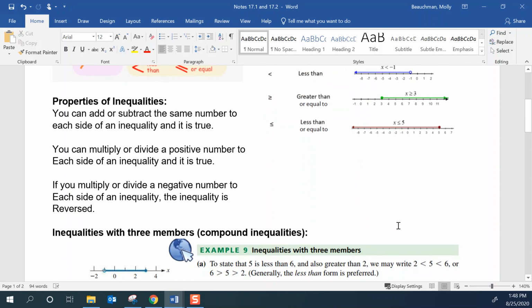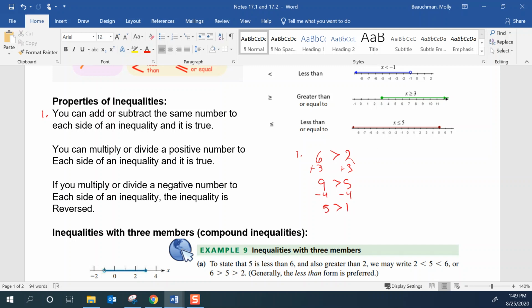Now some properties of inequalities. I'm going to start out with an inequality that's true: 6 is greater than 2. Property 1 says that you can add or subtract the same number to each side of an inequality and it's still true. If I add 3, I get 9 is greater than 5, that's still a true statement. You can subtract the same number from both sides. If I subtract 4 from each side of 9 is greater than 5, 9 minus 4 is 5, and 5 is still greater than 1.